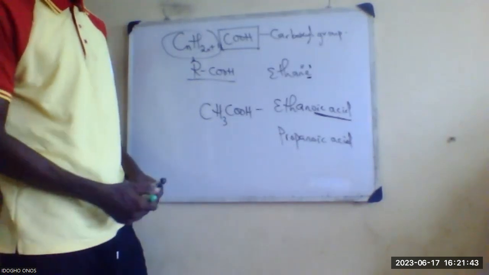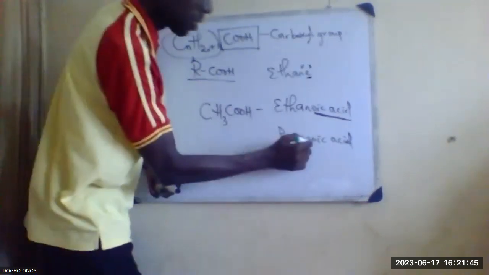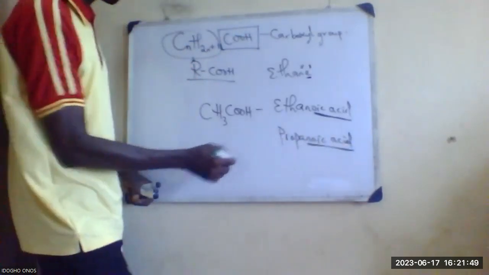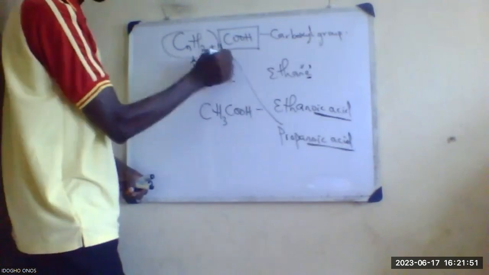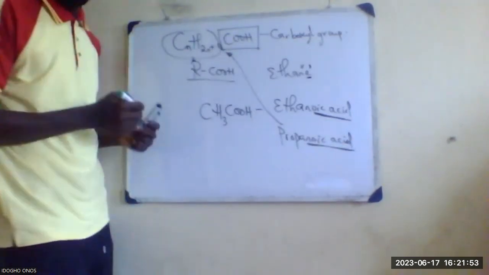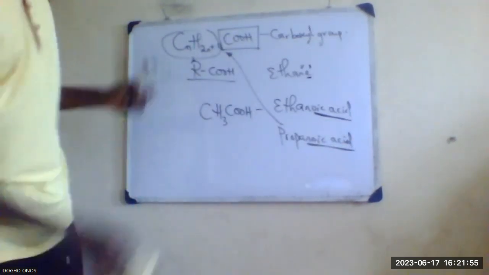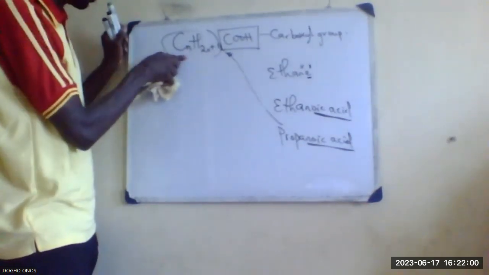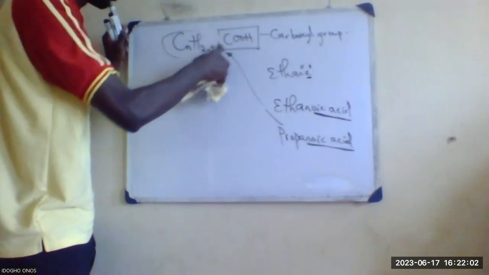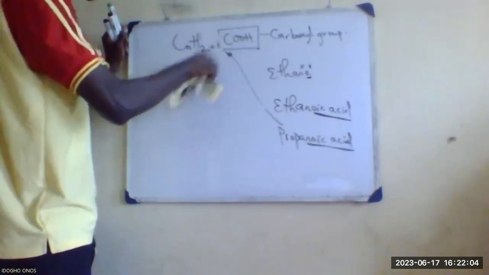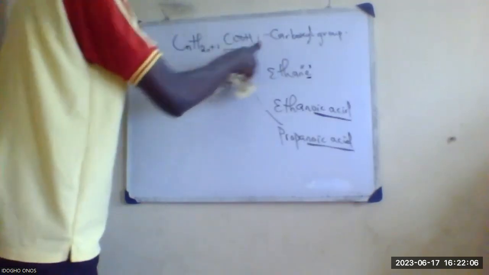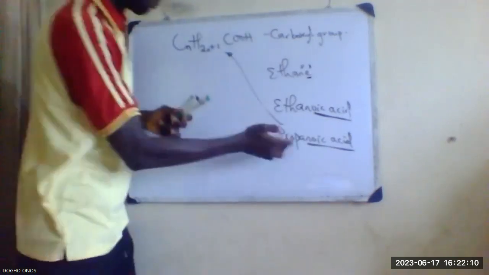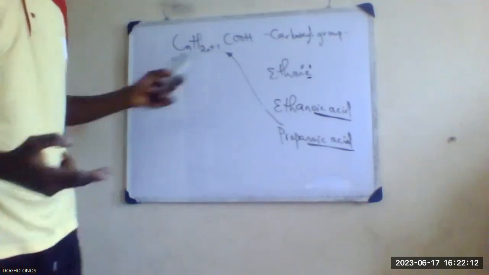It's 3. Now, because the name is oic acid, that means it belongs to the homologous series known as alkanoic acid, right? If it belongs to this homologous series of alkanoic acid, which has this as their general molecular formula, CnH2n+1COOH. Are you with me? Yes. It is prop. Prop means 3. That means my n is 3.